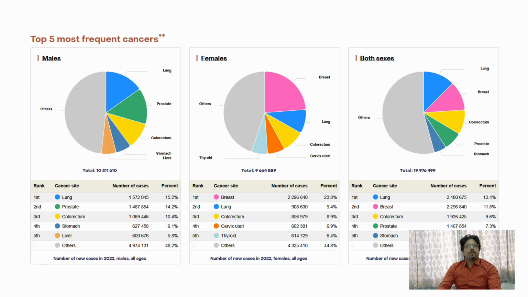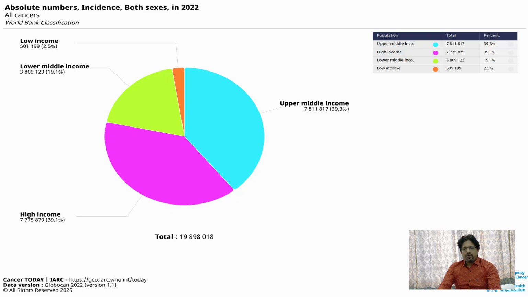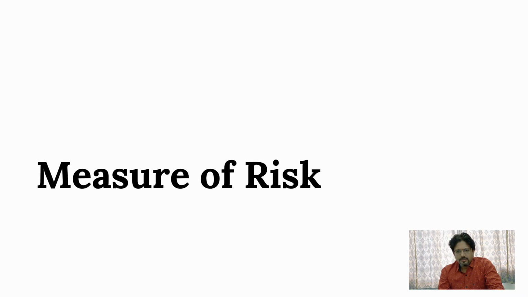From this, we can see the most common cancer in males is lung, followed by prostate, colorectal, stomach, and liver. In females, it is breast, lung, then colorectal and cervical. In both sexes, lung followed by breast and colorectal cancer is the ranking order. If we see on the basis of the income level, or HDI, of different countries, high income countries have the maximum number of cancers, 39.1. Upper middle income countries have the highest cancer incidence compared to the high income countries. So this is the burden, just the number of the cases.